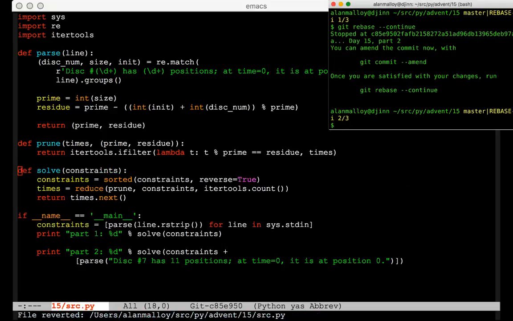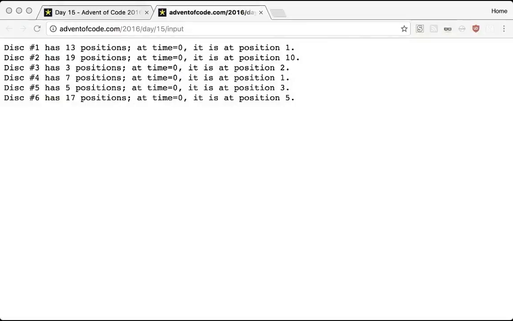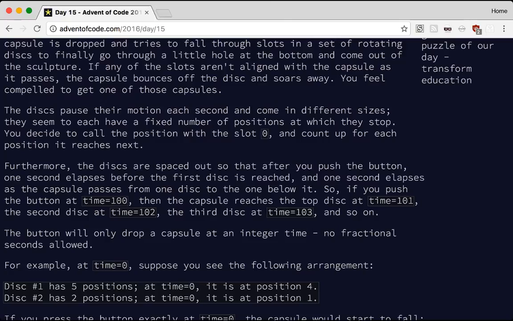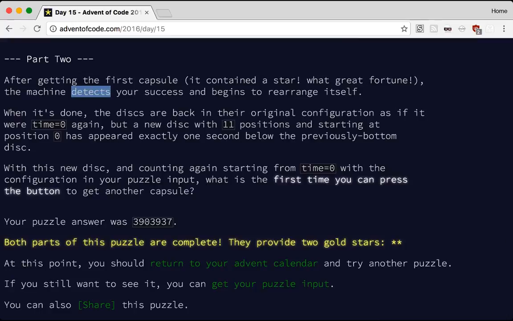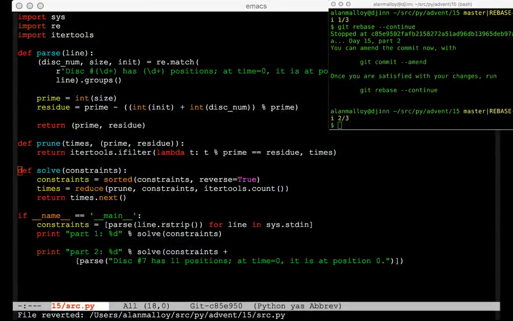So part 2: the machine, whatever, starts over and goes back to the initial condition as if it had been time 0 again, but it adds another disk with 11 positions that starts at position 0. That's right below the previously bottom one. Fine. So they just add one more disk.